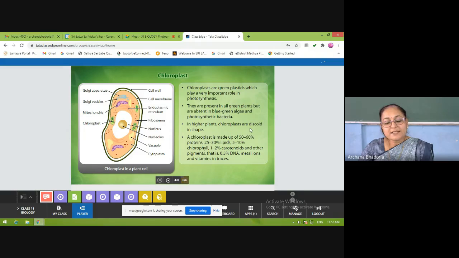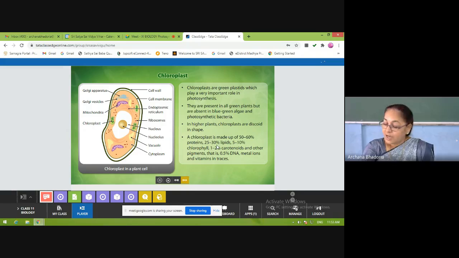Chloroplast shape: in higher plants, and now we are talking about higher plants, it is discoidal in shape. Chloroplast is made up of 50 to 60% proteins. This is extra knowledge which you can note down just now. You have put the subheading chloroplast, children, everyone? You'll have noted the subheading chloroplast.